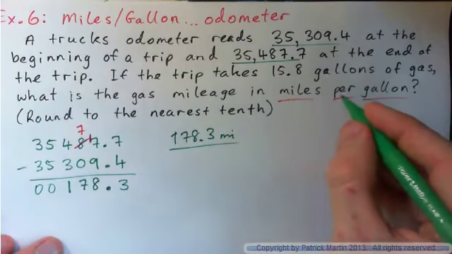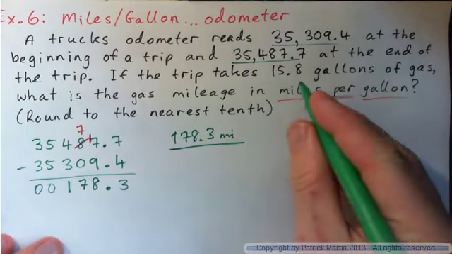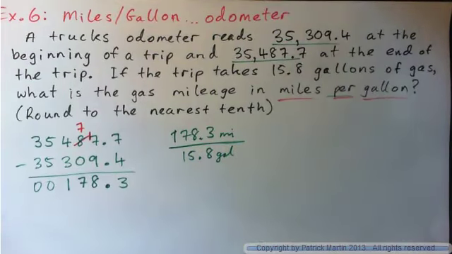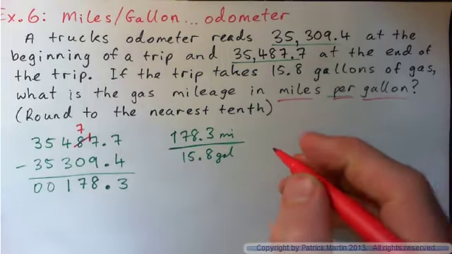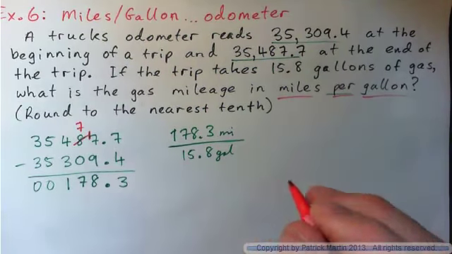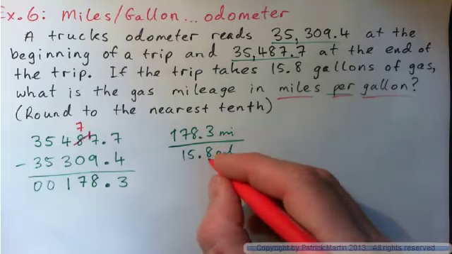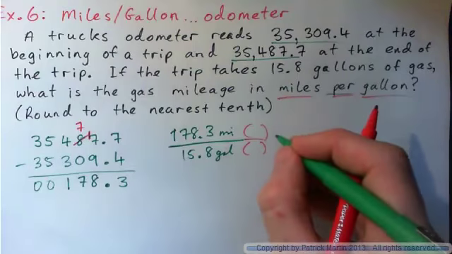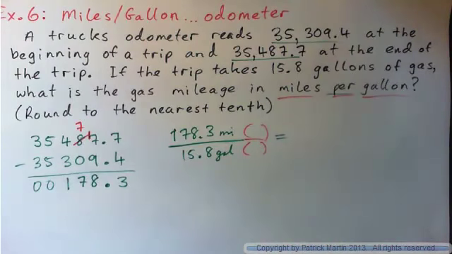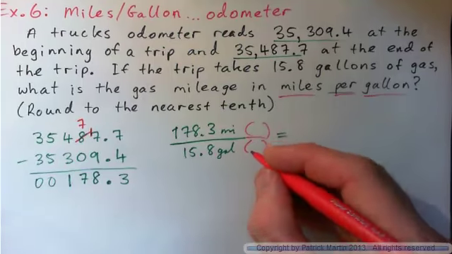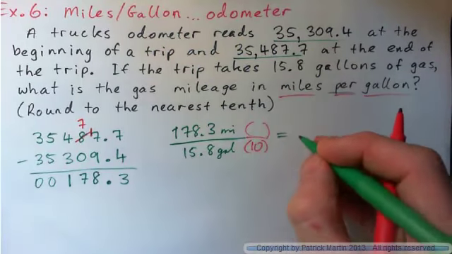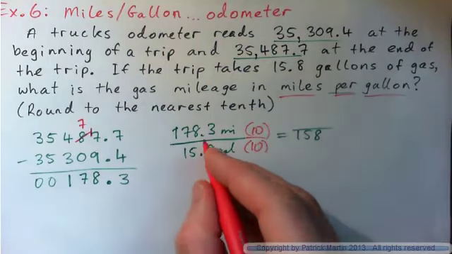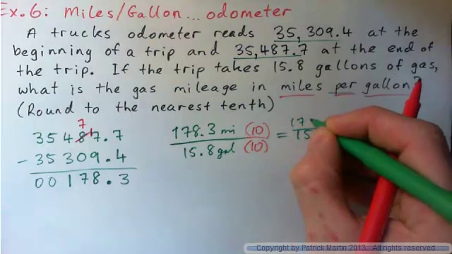178.3 miles over how many gallons? Miles per gallon. Miles divided by the gallons, 15.8 gallons. For calculating this, I would like to get the decimals out. So what would I multiply this by to come up with an equivalent fraction that has no decimals? If you multiply the bottom by 10, the decimal place moves to the right and you get 158 on the bottom. If you multiply the top by 10, you get 1783.